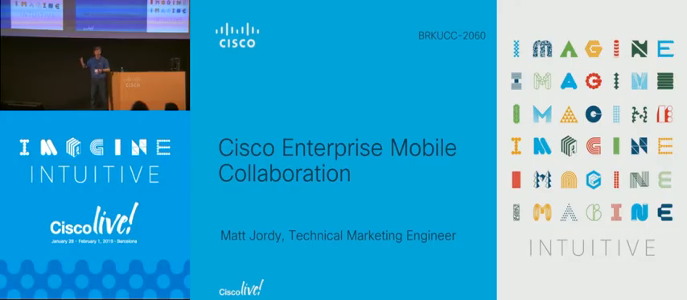So this is Cisco Enterprise Mobile Collaboration, or BRKUCC 2060. I'm Matt Jordy. I'm a technical marketing engineer at Cisco. Been here quite a while. Predominant area of focus for the last long time, 18 years plus, has been collaboration, and in particular, mobile collaboration. I've been doing quite a bit.